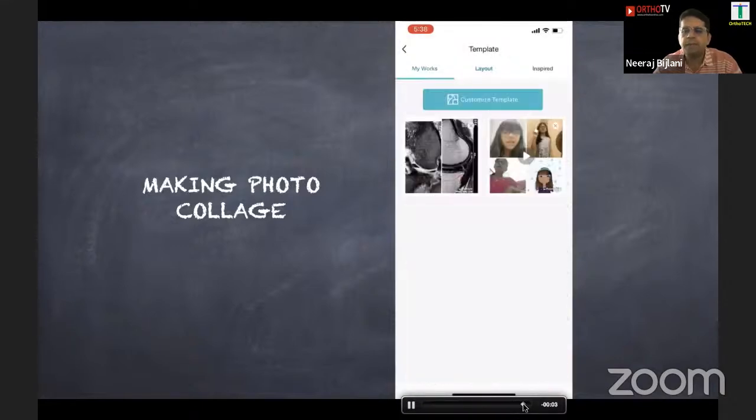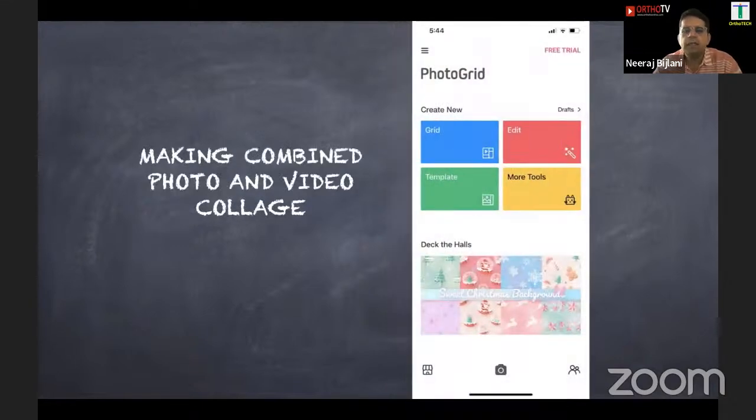Then I come to the next feature, which is called the combined photo and video collage. This is very useful if you're using a lot of Instagram nowadays. You can make an Instagram reel or an Instagram story out of your simple photographs by using this app. So again, I select a grid here. And this time I will select a grid of four things, which will be 1, 2, 3, 4.